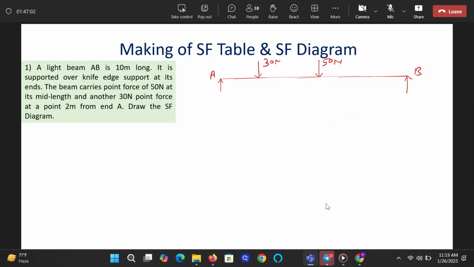30 newtons. We called it D. C. RA was 49. RB was 31 newtons. And now we were on to making the SF table.